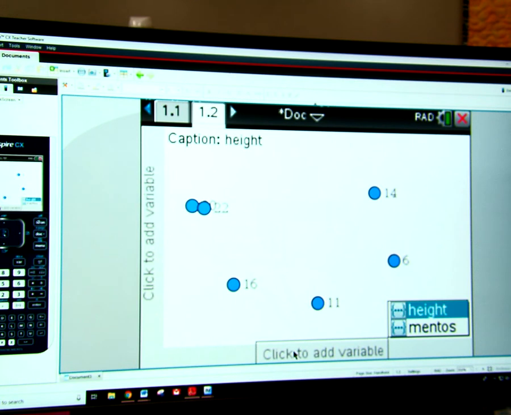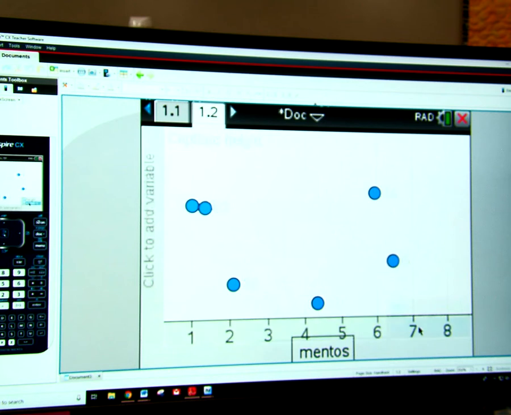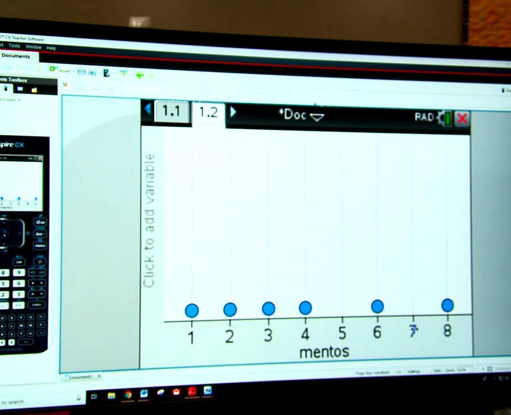Our x value. So our x value is our Mentos, right? So I choose Mentos. Oh, did you see them move? That's so exciting. They did. Okay. And then what happens on the y-axis? I need it to be height.